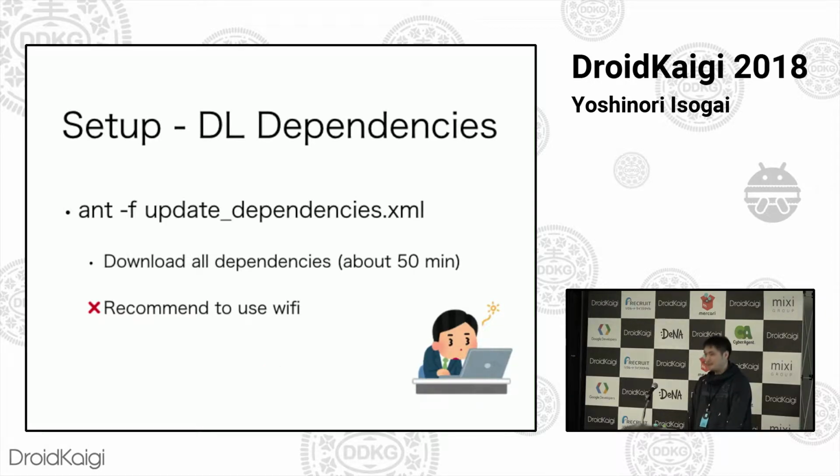And the third one is downloading dependencies. ant -f update_dependencies.xml update is the command that will set up and download all dependencies. It took me about 50 minutes to complete. And I don't recommend using Wi-Fi, because if you lose the connection, you have to do this again. Like, imagine, after 30 minutes, your machine goes to sleep, and you lose the connection. It happened to me a lot. So to prevent that, just make sure to keep touching the mouse like this. Okay?